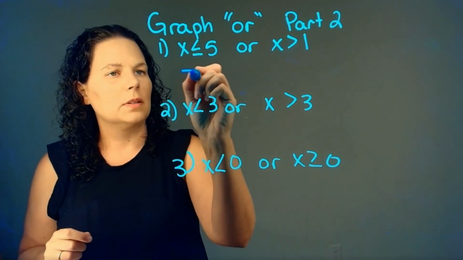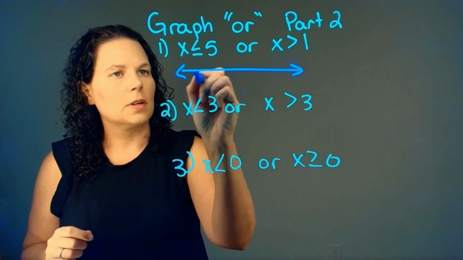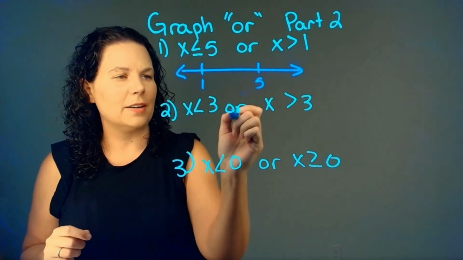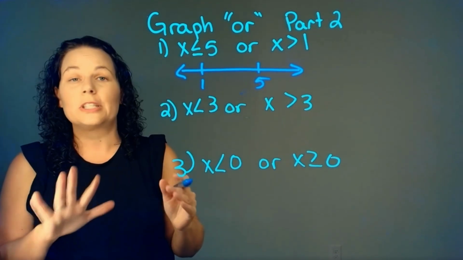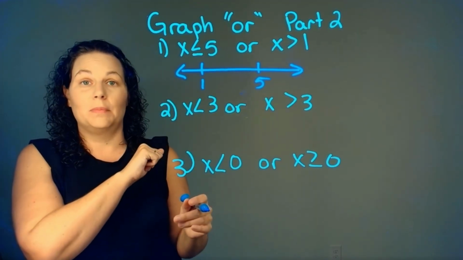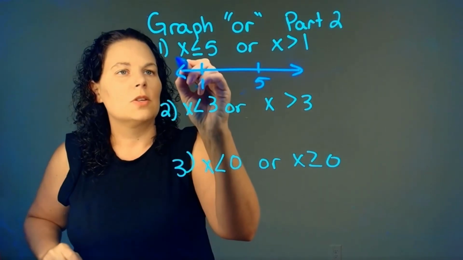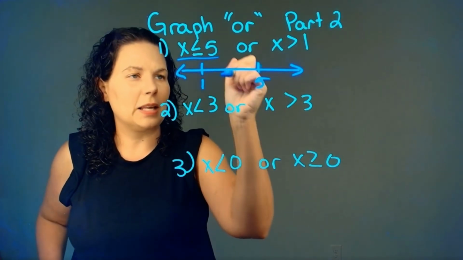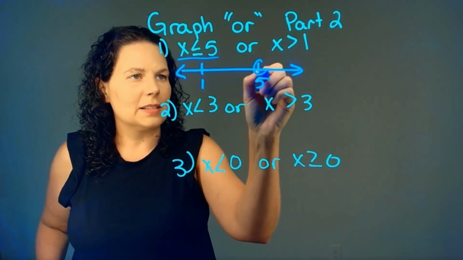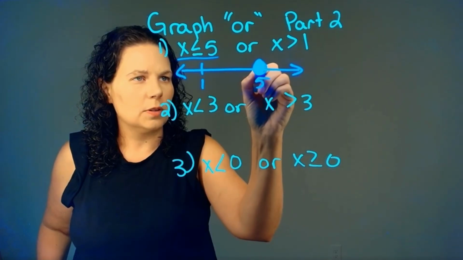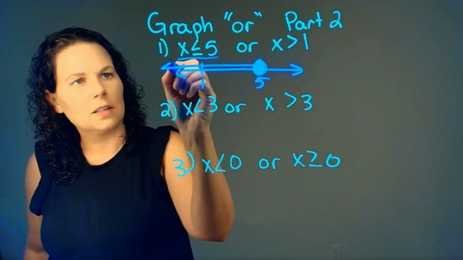So let's look at this one. We're going to graph 1 and 5. Look at what your teacher does, okay? This is the bare minimum. Look at what your teacher does and see how many numbers they want, and then do that. So less than or equal to 5, I'm going to do that in blue. That gets a closed circle, and then I shade less than.